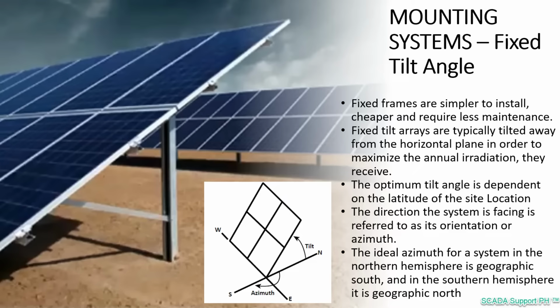The direction that the system is facing is referred to as its orientation, or what we call azimuth. The ideal azimuth for a system in the northern hemisphere is geographic south, and in the southern hemisphere it is geographic north.